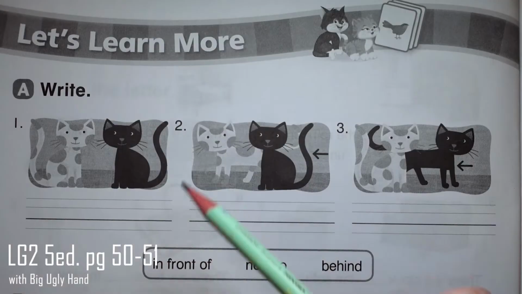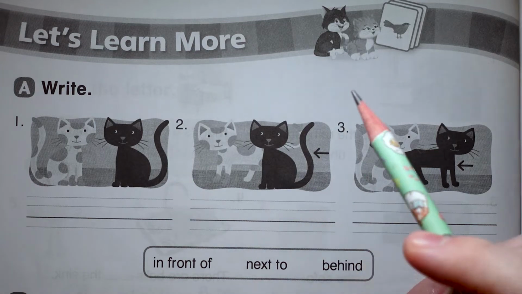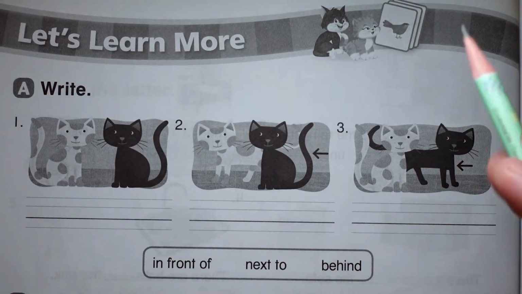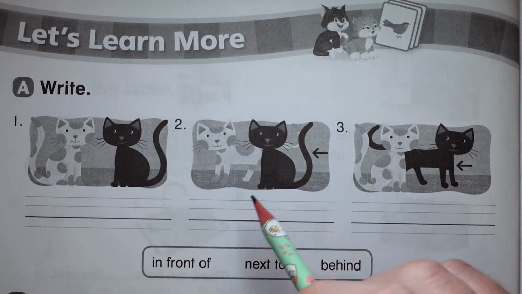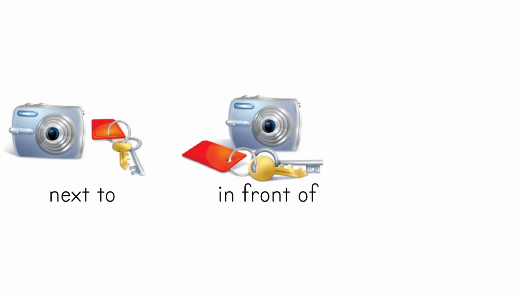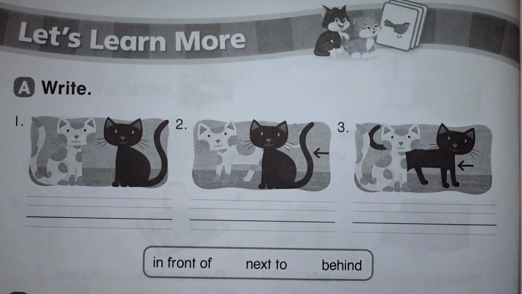Okay, this is the workbook section for pages 50 and 51. And this says A, write. And we have 3 new ones, so let's just go ahead and remember what these are. Next to. In front of. Behind.